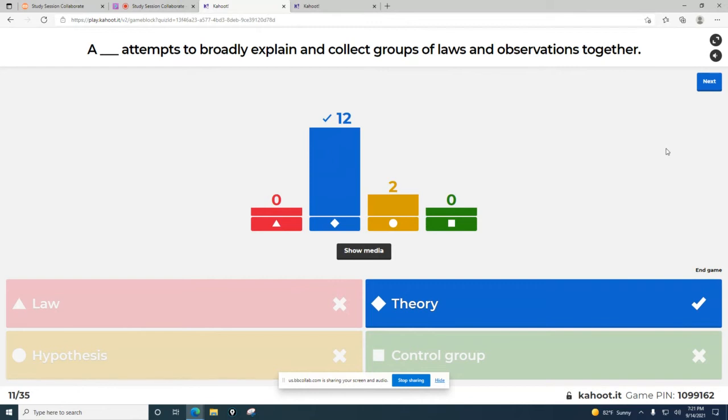Is that clear why hypothesis was not the correct answer? Because it didn't accurately describe what was going on there. So the questions on the exam are going to be worded like this? Very similar.